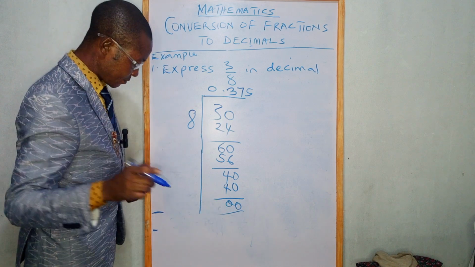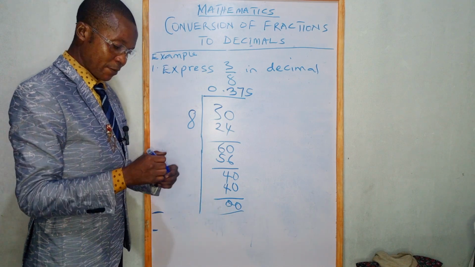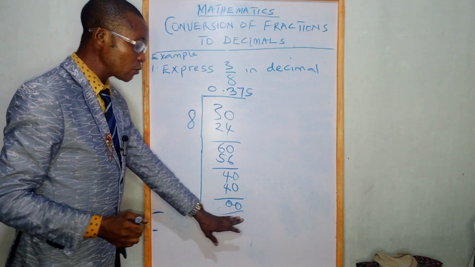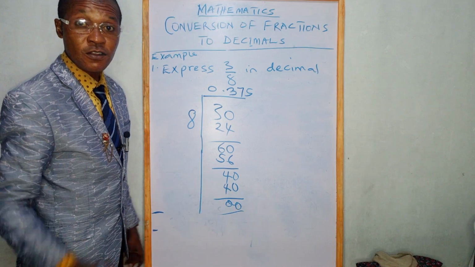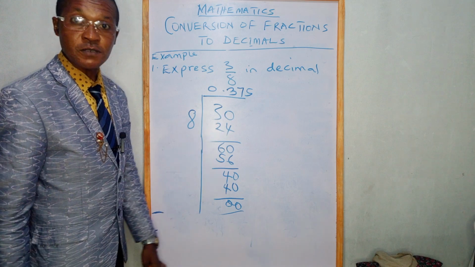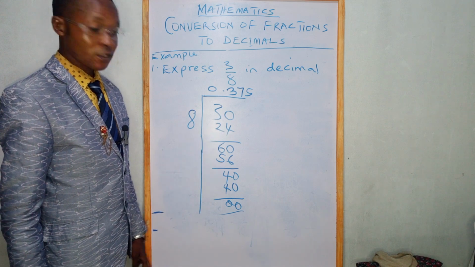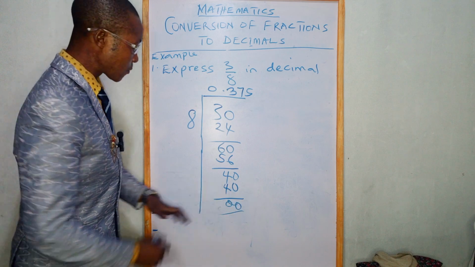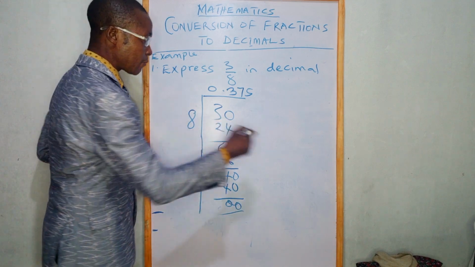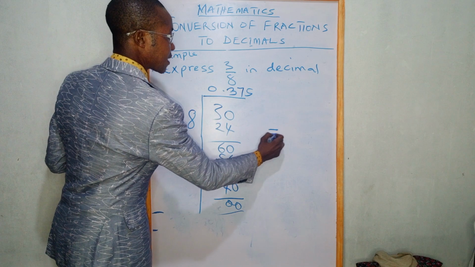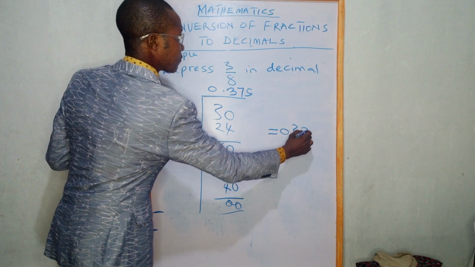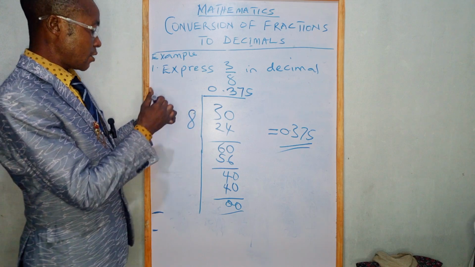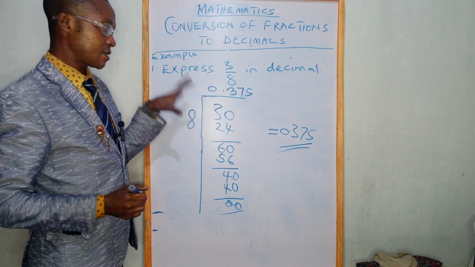Ladies and gentlemen, I tell you, this happens to be the final bus stop. Until you are able to get this 0, you have not gotten to your destination. You keep on moving. No waiting, no loitering, no hopping off, just keep moving. So that is that. Now this is our answer. Our answer is 0.375.